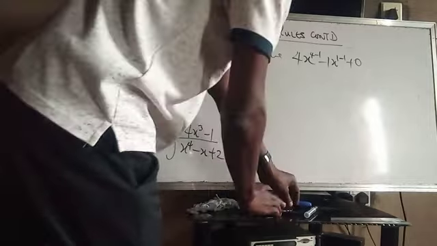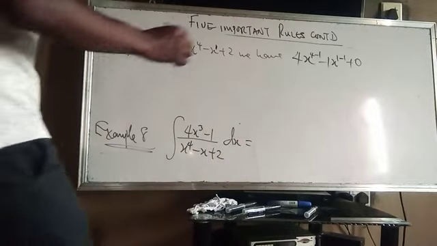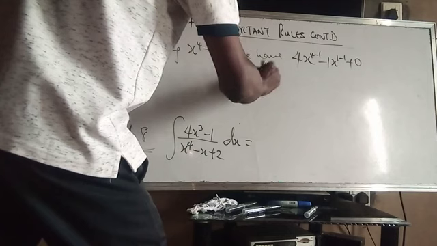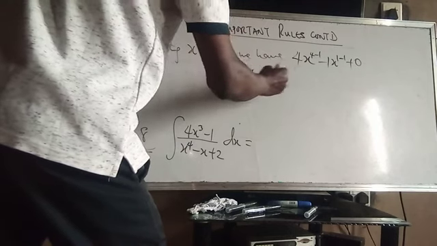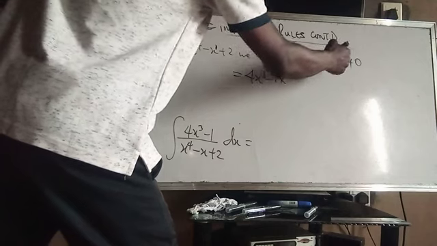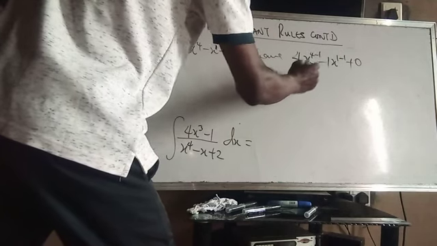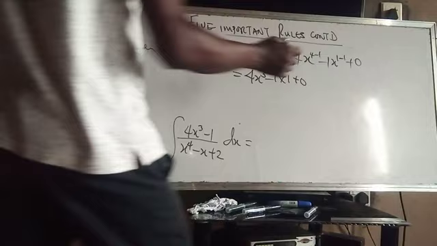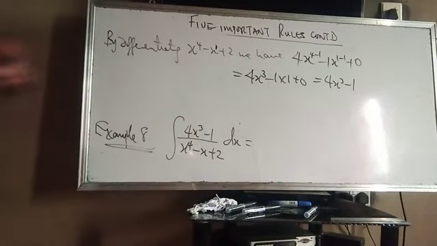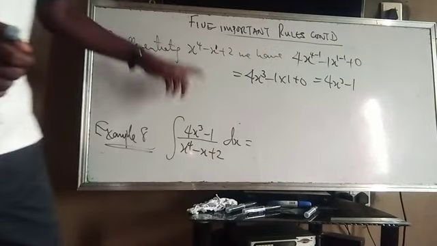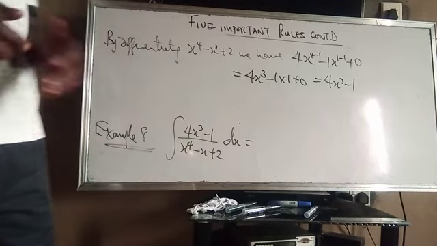Then x raised to 1 minus 1. Then plus, you know 2 is a constant, 0. I hope you can still remember how you were taught differentiation. So we got 4x cubed minus 1 times x raised to power 0, which is 1, plus 0, of course. So that is 4x cubed minus 1. I want you to understand it. That's why I'm splitting it that way. So you can see that when we differentiated the denominator, we get the numerator.